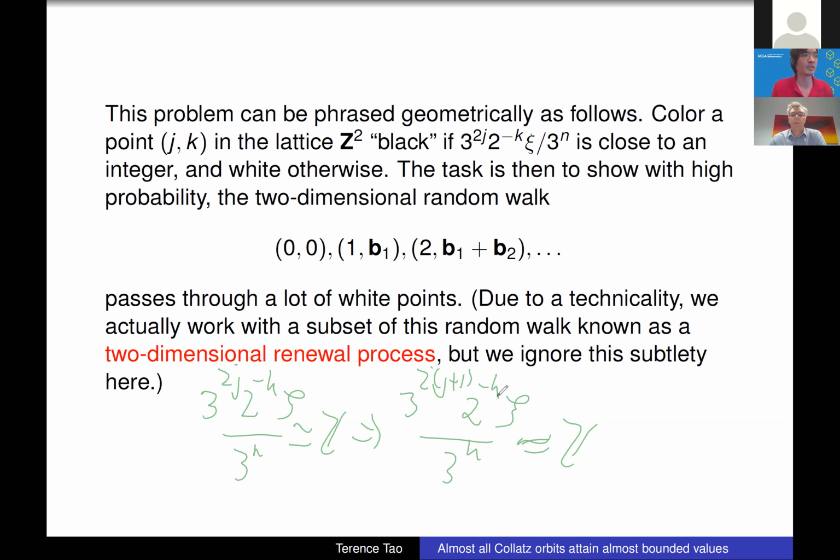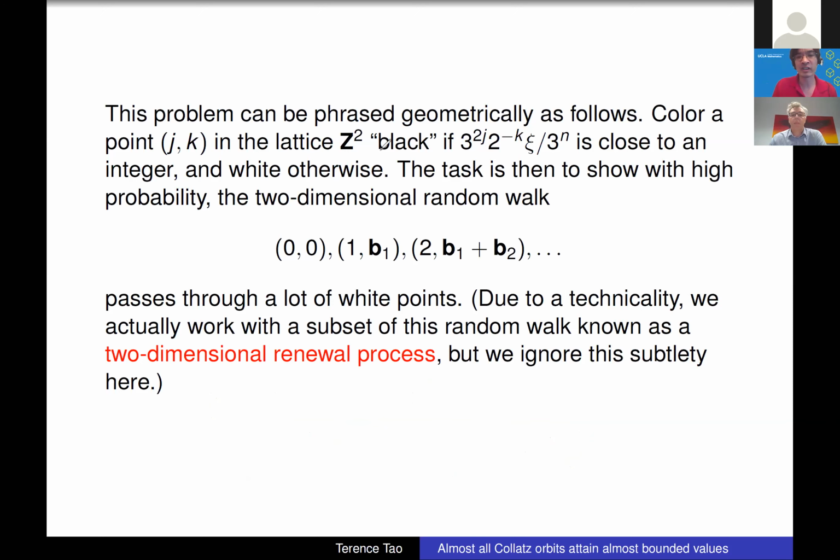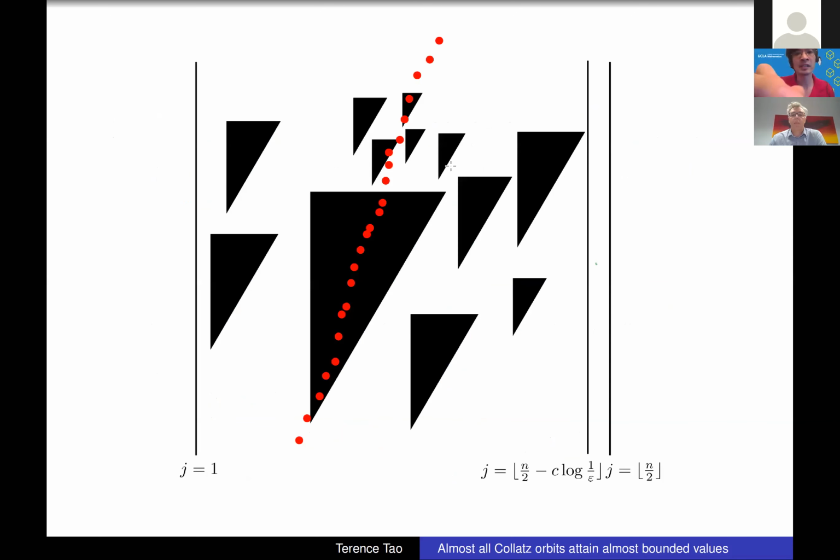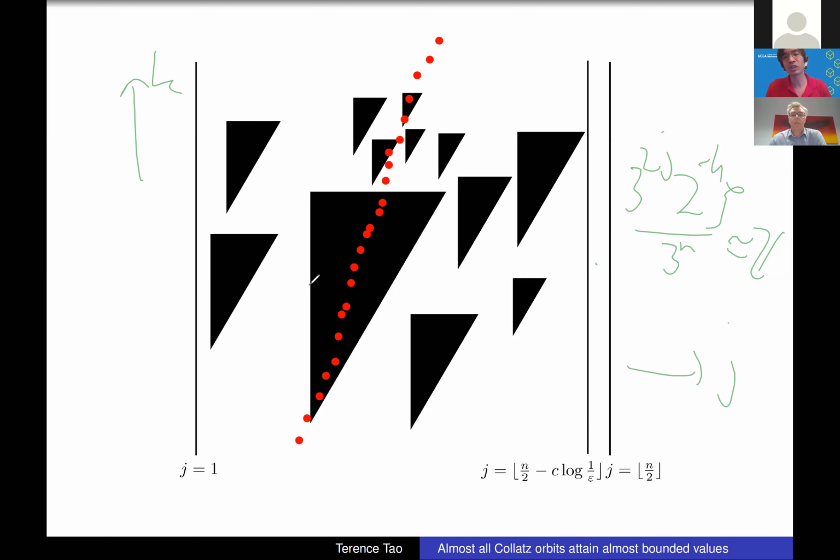There are lots of big connected components, and in fact, what you can prove just by elementary number theory is that the set of black points is arranged as triangles. So in this diagram, I've got j and k, and we're asking when a certain power of 3 and a certain power of 2 is close to an integer. Those ones are black. And it turns out that black points organize themselves very neatly into lots of disjoint black triangles.